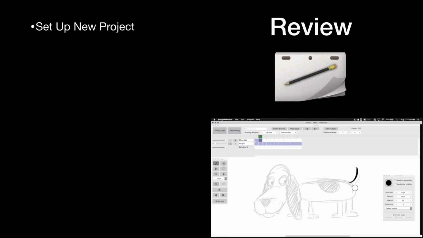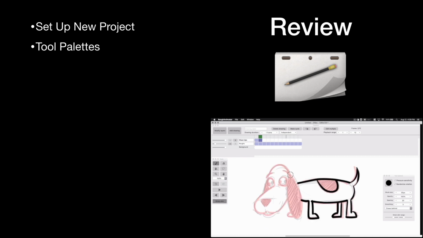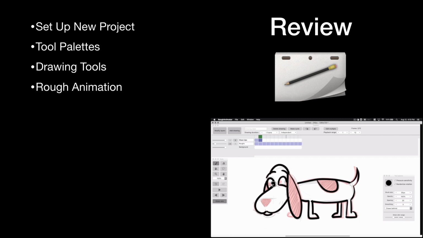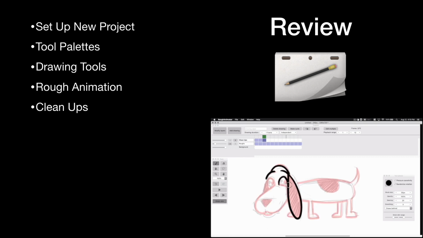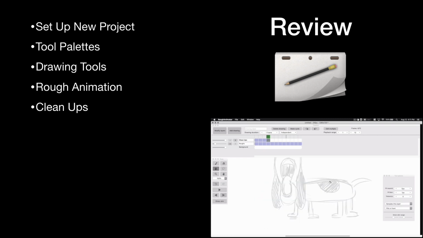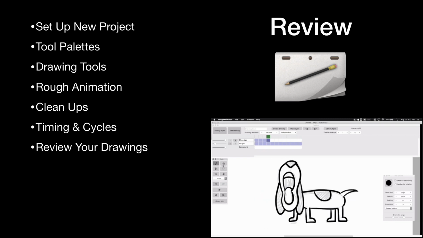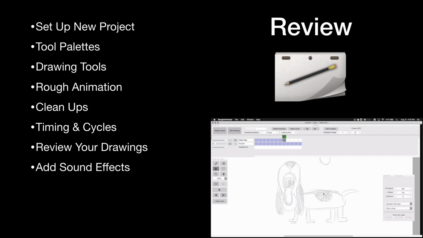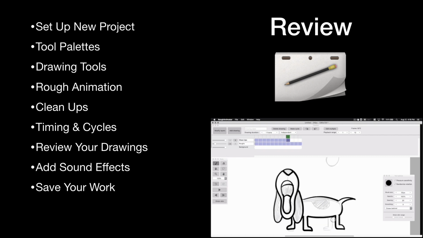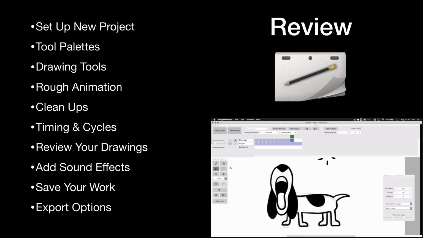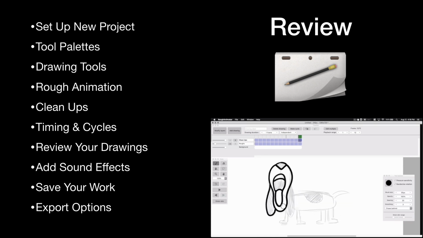Let's recap what we've just learned. We learned how to set up a new project in Rough Animator. We looked at an overview of the tool palettes and how to use the drawing tools. We learned the importance of doing rough animation first and why sometimes it can be helpful to wait on your cleanup drawings until you start your animation timing and cycles. And why it is important to fix your drawings when needed. We also learned how to add sound effects and how to save your work. Finally, we explored the 3 different export options available in Rough Animator.